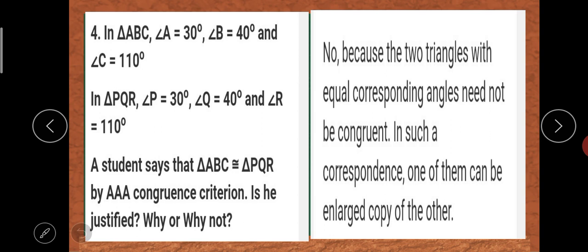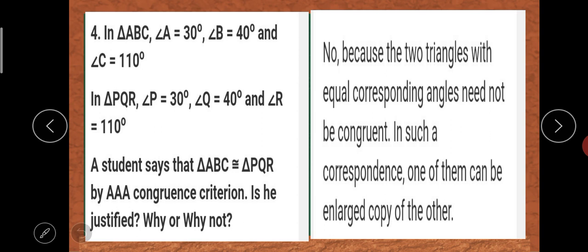Now fourth question, see. In triangle ABC, angle A is 30 degrees, B is 40 and C is 110. Okay, so here in PQR, angle P is 30, Q is 40 and angle R is 110. A student says that triangle ABC is congruent to PQR by AAA congruence criteria. Is he justified? Why or why not? So here the two triangles are given whose angles are the same: 40, 30 and 110.